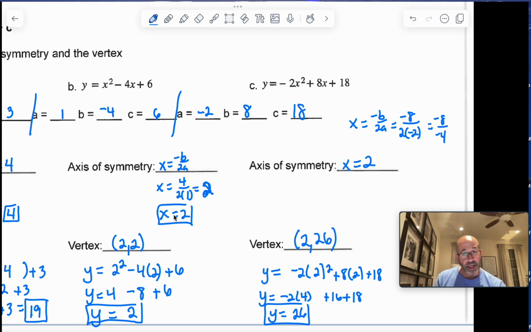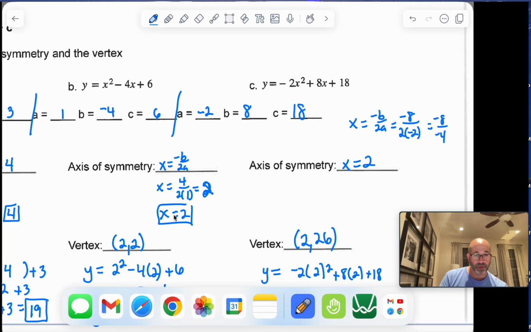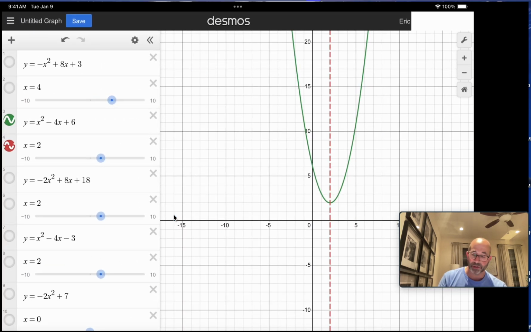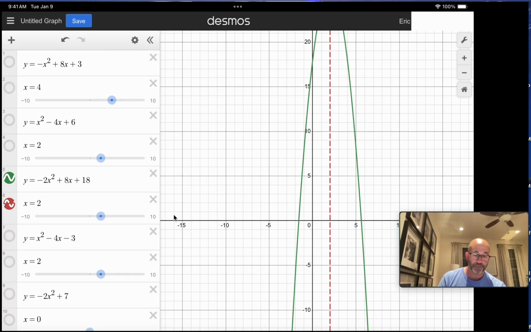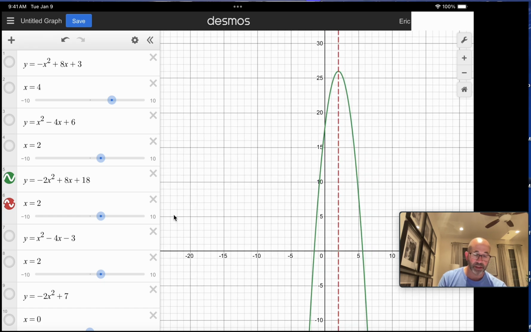And let's confirm this. The axis of symmetry is x equals 2, and the vertex is at 2, 26. So let's look at this next picture. We can see that our curve is right here, where we've got a maximum, because the vertex is at the top, which makes it a maximum. The axis of symmetry is x equals 2. If we look at the vertex, we can see that it's at 2, 26.